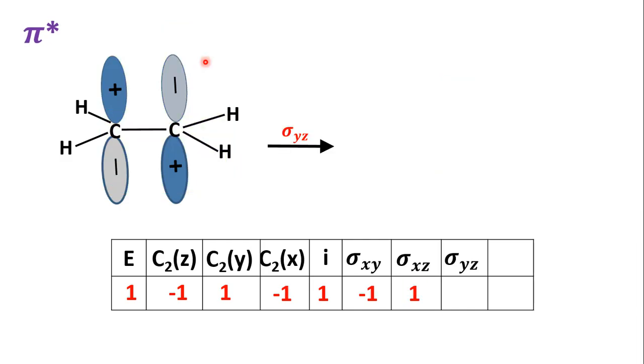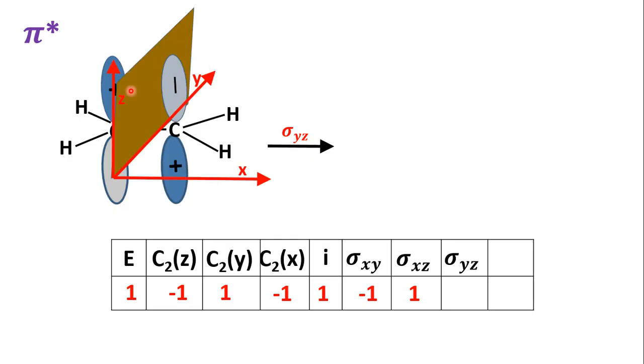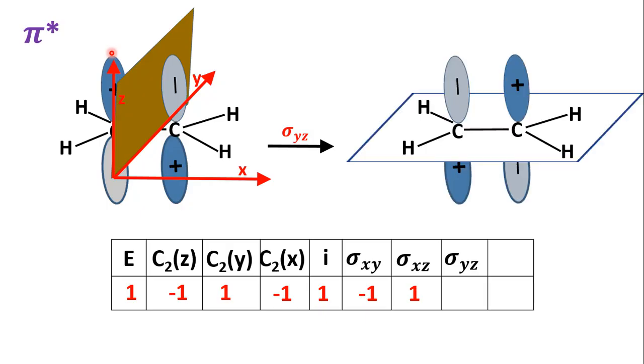Next we come to the reflection sigma yz about the yz plane. Yz plane is in between the 2 2p orbitals, cutting through the CC bond. On the right side, on the top you find a negative lobe. To the left side, on the top you will find a positive lobe. Upon reflection, the positive lobe will come to the right, negative lobe will come to the left, and the signs will be changed, and the operation is antisymmetric, you will get minus 1.